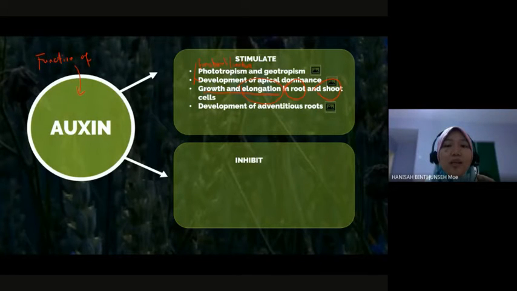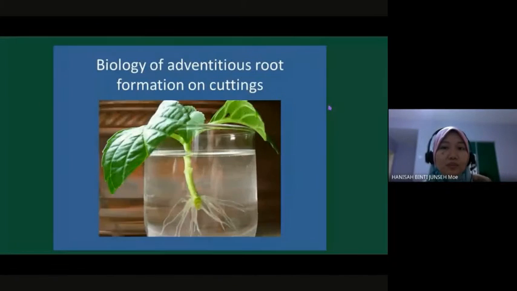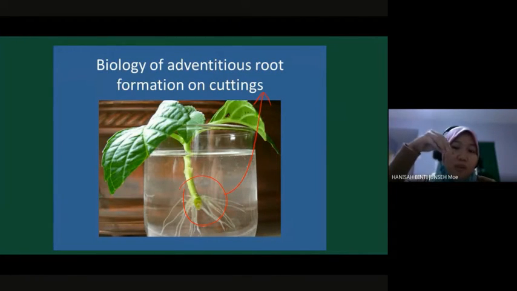Okay, next. Auxin helps to stimulate the development of adventitious roots. What are adventitious roots? As you can see, adventitious roots are where the root is formed not at the root cell. As you can see in this picture, it is from a cutting. We cut a stem, and then when we put this stem into the water, there's a root coming out.